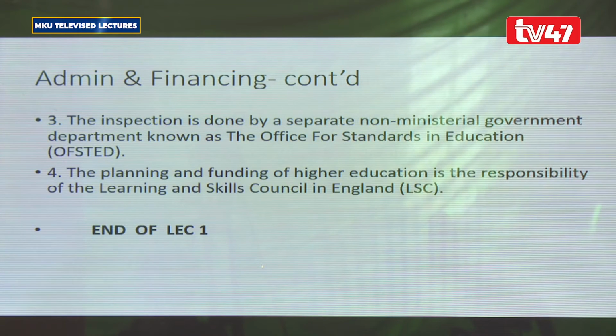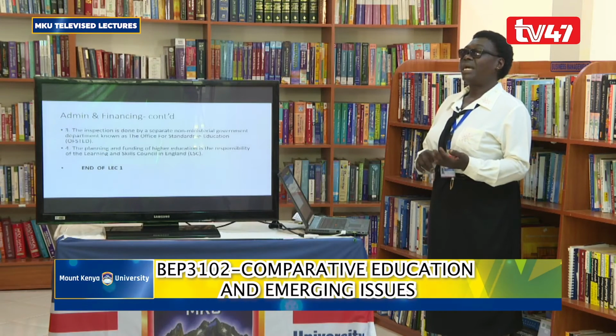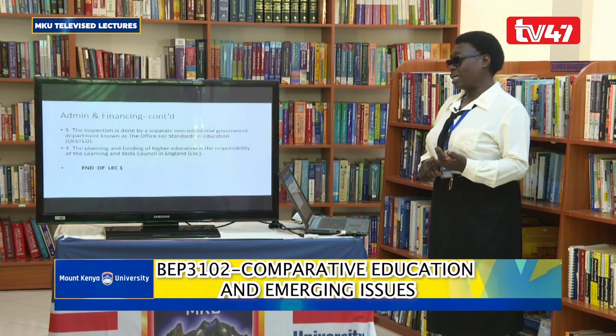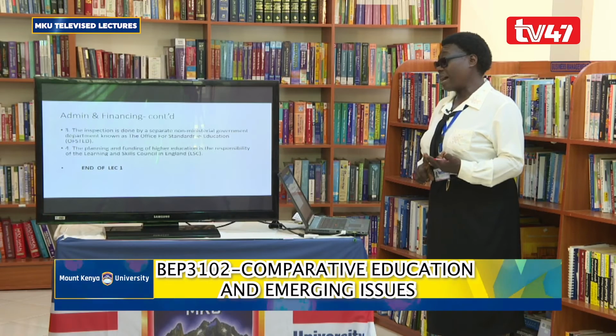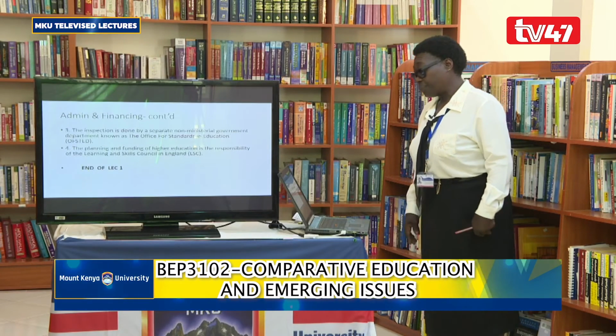Still under administration and financing, the institutions are inspected by a separate non-ministerial government department known as the Office for Standards in Education, Ofsted. In our own system, quality is assured by different organizations depending on the level. At primary, we have the inspectors. At secondary, we have the QASOs. At university, we have the Commission, which ensures quality education is offered in those institutions.